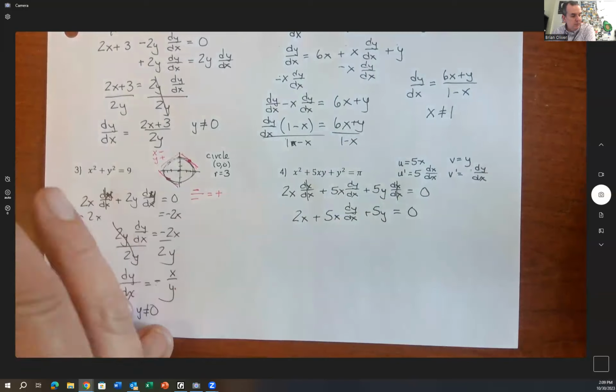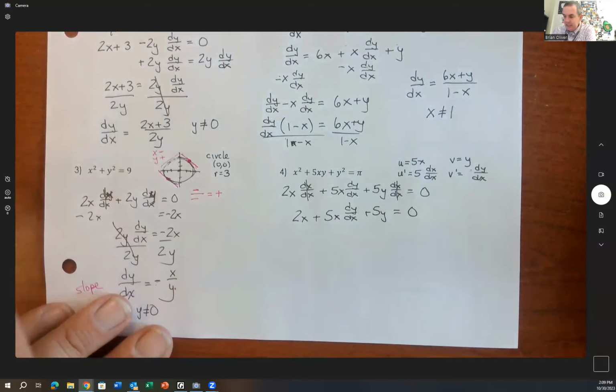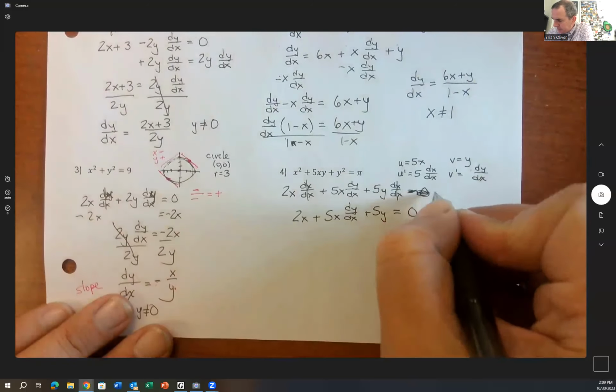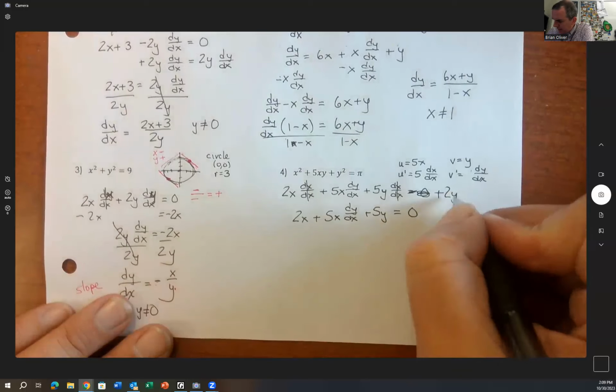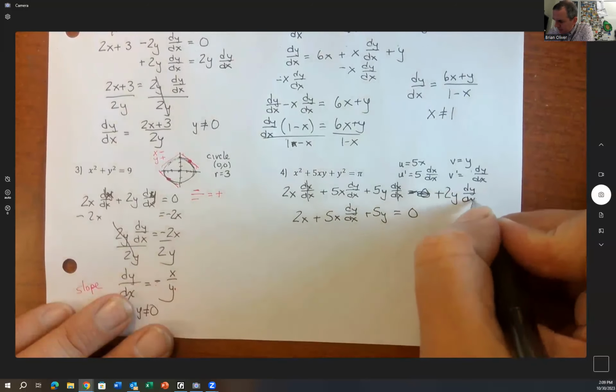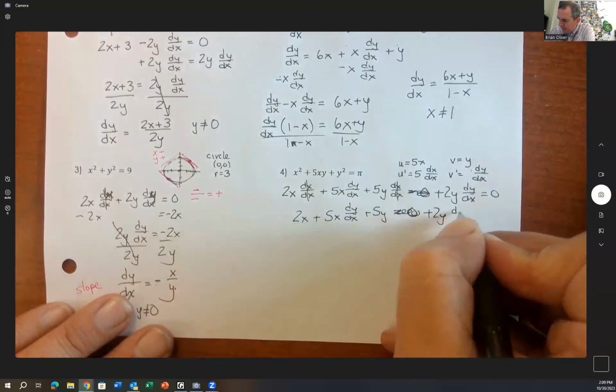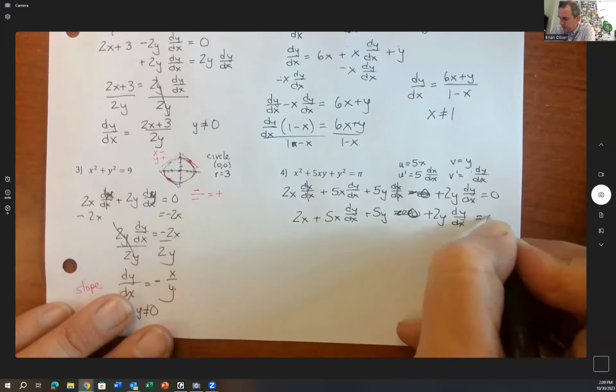And now what I want to do is get everything with dy/dx on one side. I dropped something. Oh, I forgot the y squared. I'm sorry, my mistake. So plus 2y dy/dx equals 0.